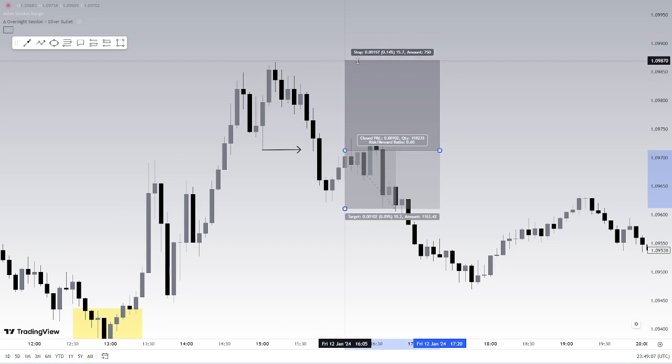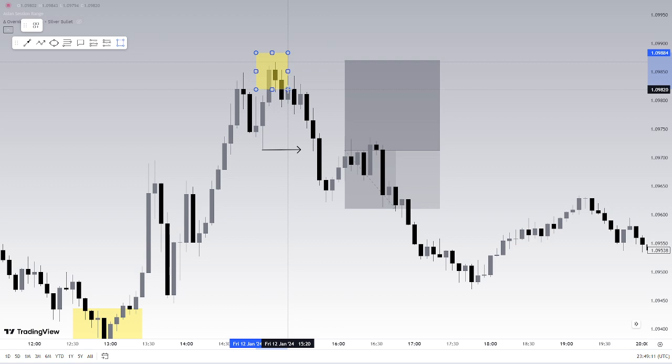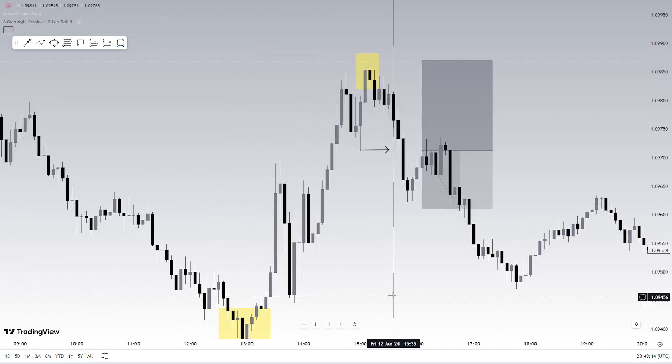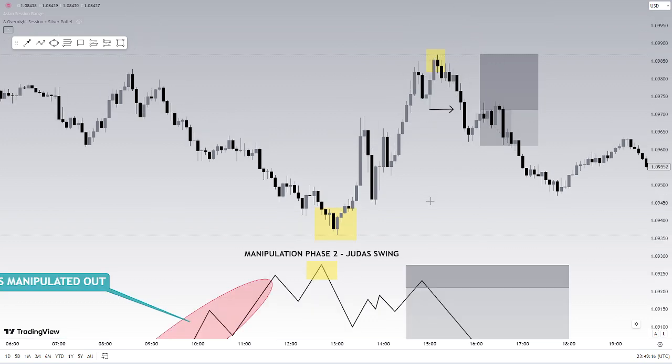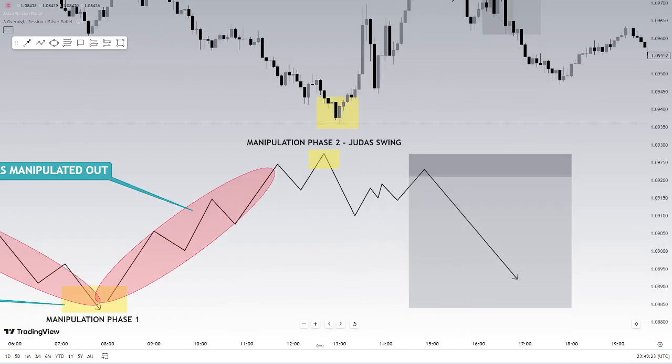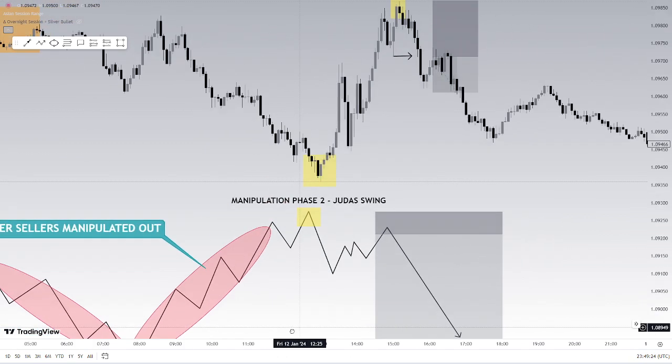So your stop loss essentially wants to be above the Judas swing. So this is our manipulation phase two, right? So this is our Judas swing or manipulation phase two, just like our entry model down here we discussed. This is the third and final entry model, probably the most complex of the three, but it isn't too difficult to understand. Manipulation phase one, manipulation phase two, and off we go, right?